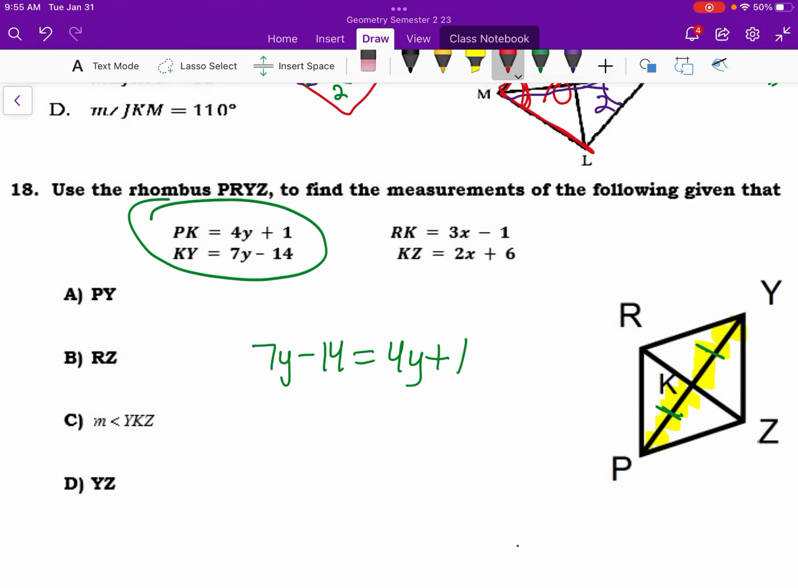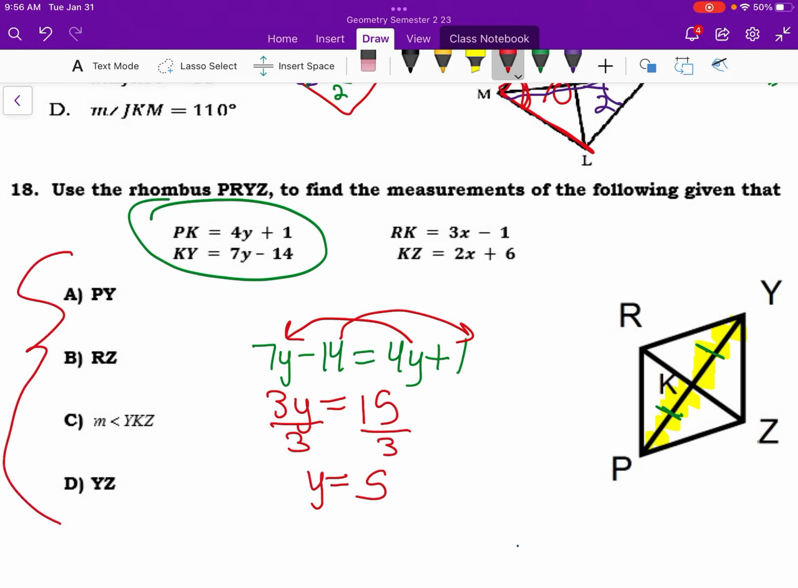Okay, so I'm going to subtract 4y and add 14. So I subtracted 4y and I got 3y. I added 14 because it's the opposite, and I got 15. I'm going to divide by 3, and y equals 5. Well, none of my answers are finding out what the y is. I have to plug it back in. So I'm going to plug in 5 into each of these and see if I get the same answer, because I should get the same answer for both of them.